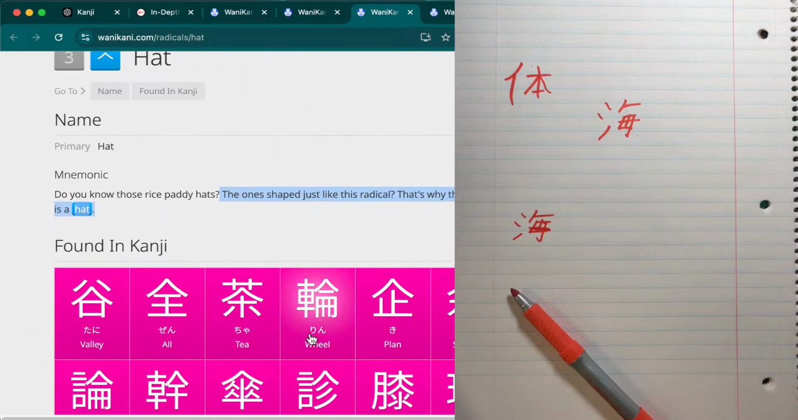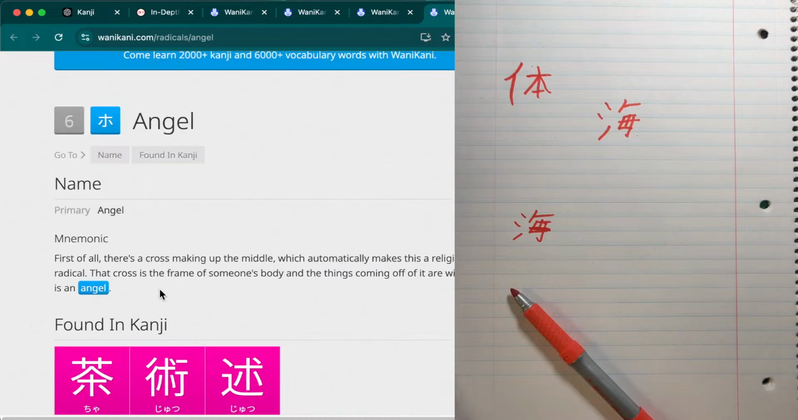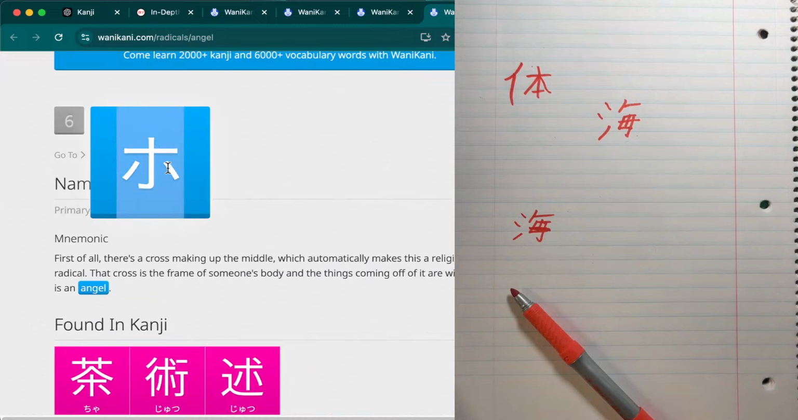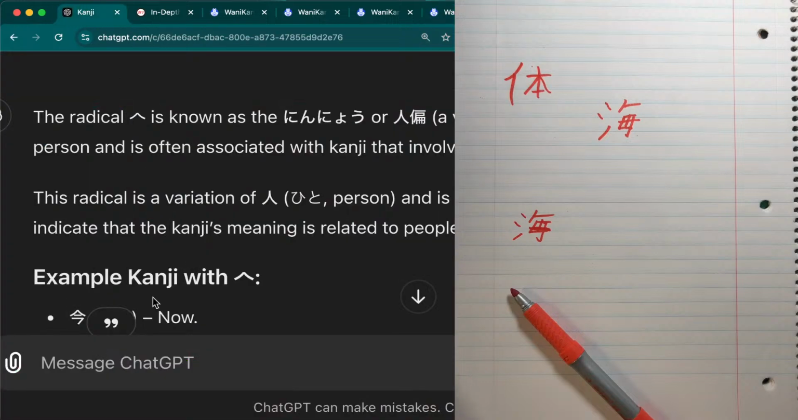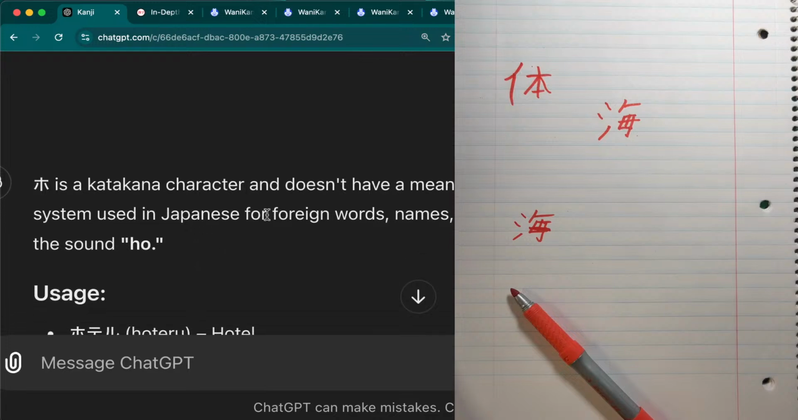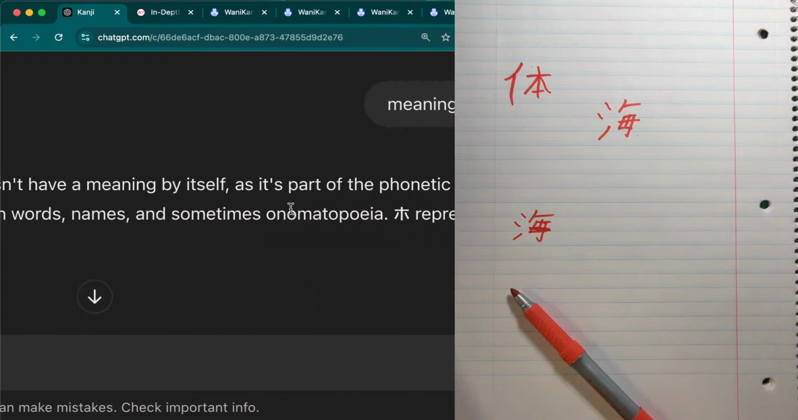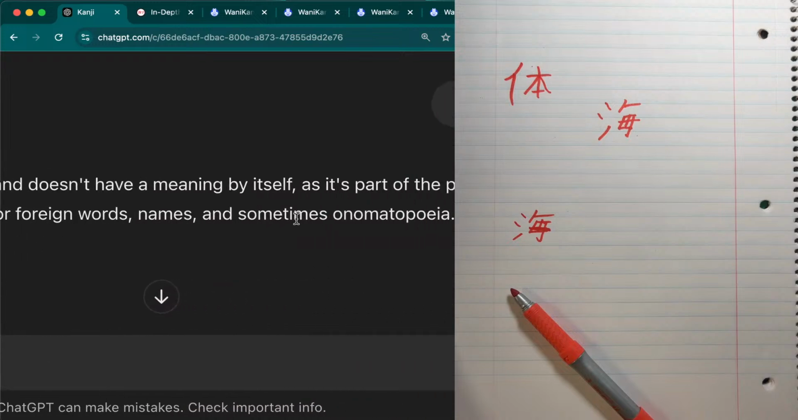Yeah, this one again just helps you remember what this radical is. And then this one, first of all, there's a cross in the middle, which is religion-based. Angel, wings, got it. Meaning of... it is a katakana character and doesn't have meaning by itself, as it's part of the phonetic writing system used in Japanese for foreign words.